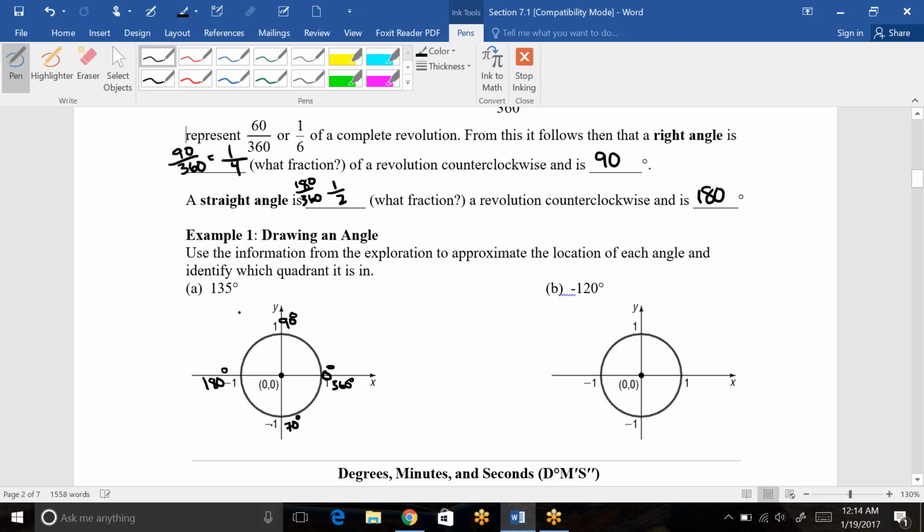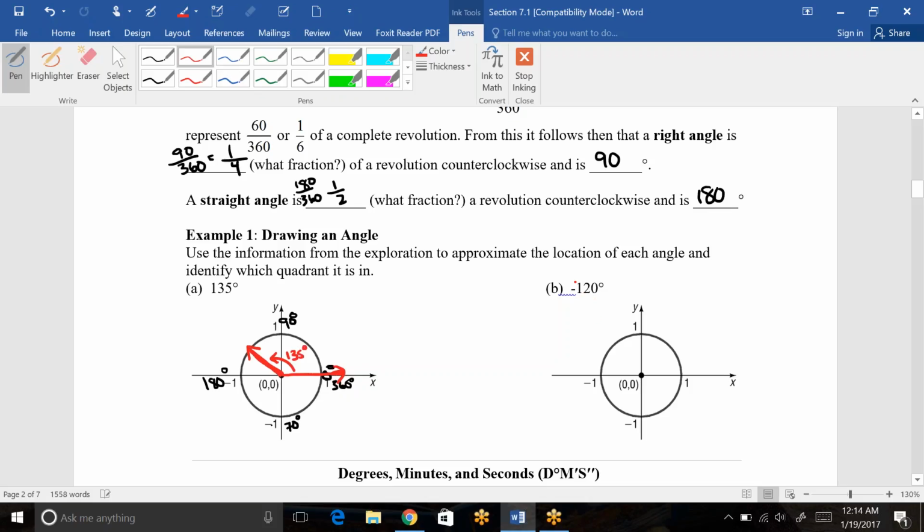So if we want to know where 135 is, it's somewhere between 90 and 180. So I'm going to do this in red. So we have our initial side of our angle, and I'm estimating that 135 is 45 more than 90, and it's also 45 less than 180. So it is exactly going to be about halfway between those. So this would be my 135 degrees.